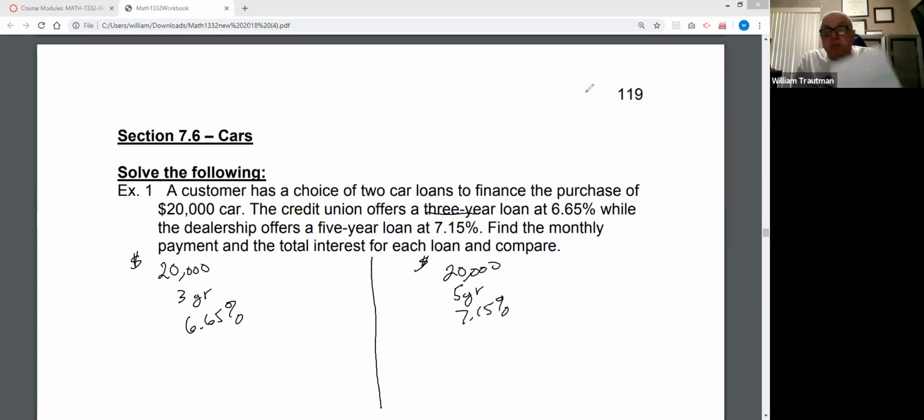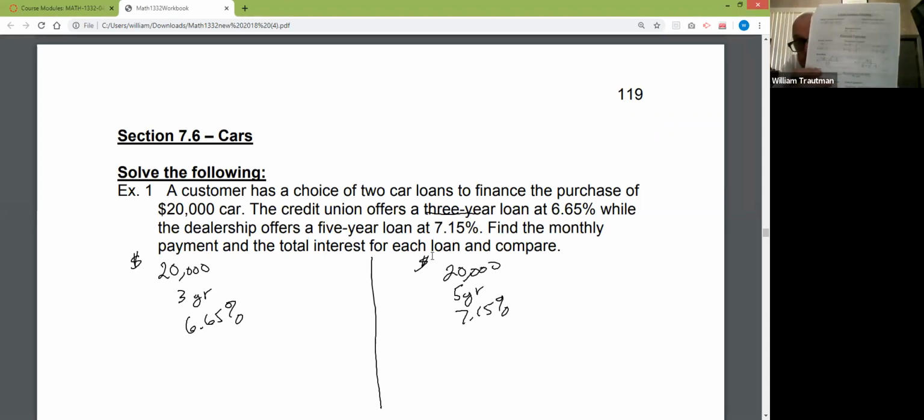So go to your formula sheet. If you look at my camera, go to your formula sheet on financial formulas, and it says find the car payment. And here it says payment, P, that's the payment. So that's how we're going to find the payment. We're going to use this formula here. So let me write that formula down at the top.